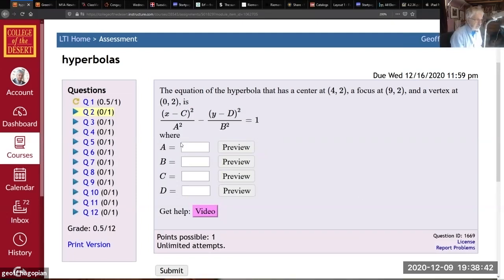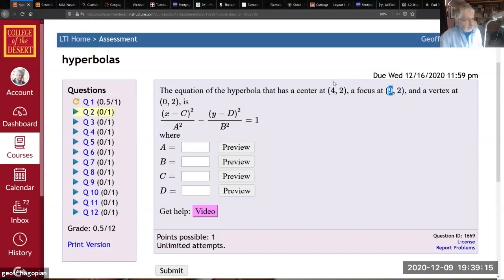It's a homework problem. Okay, so the equation of a hyperbola has a center 4, 2 and a focus 9, 2 and a vertex at 0, 2. And we want to find the equation. Okay, so we're given that the center is at 4, 2. That's going to be your h, k. So the distance from the center to a focus is going to be 5 units. Do you see that? The y coordinate is the same. And so we're going from 4 to 9. So C is equal to 5.